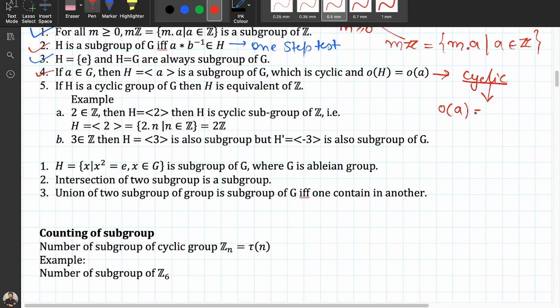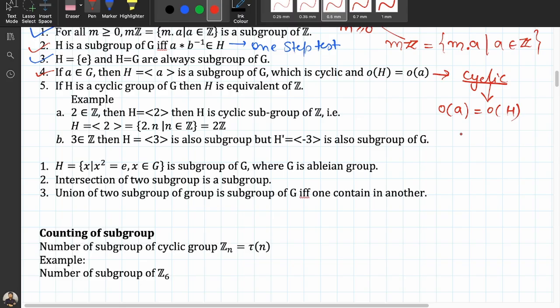An element whose order is equal to the order of the group is known as a generator. Now I'm taking the collection of all generators, and that is also a subgroup.